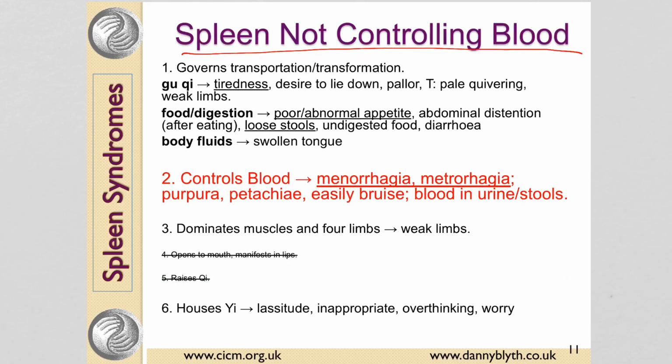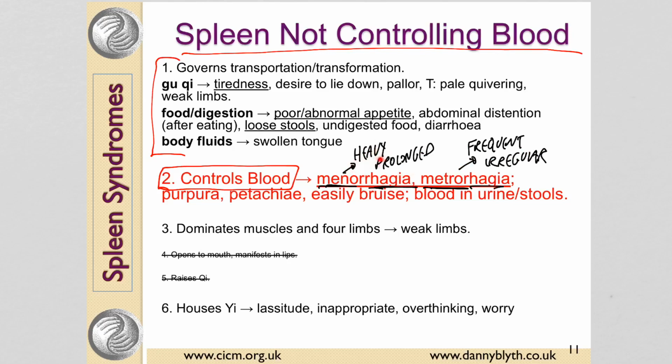Spleen not controlling the blood, we get the usual spleen qi deficient symptoms, but the spleen's role of controlling the blood is particularly affected. So we get menorrhagia, metrorrhagia. Meno is of the period, metro of the womb, and rhagia is to burst out. So menorrhagia is heavy or prolonged period, and metrorrhagia is frequent or irregular period, bleeding outside of the normal period.